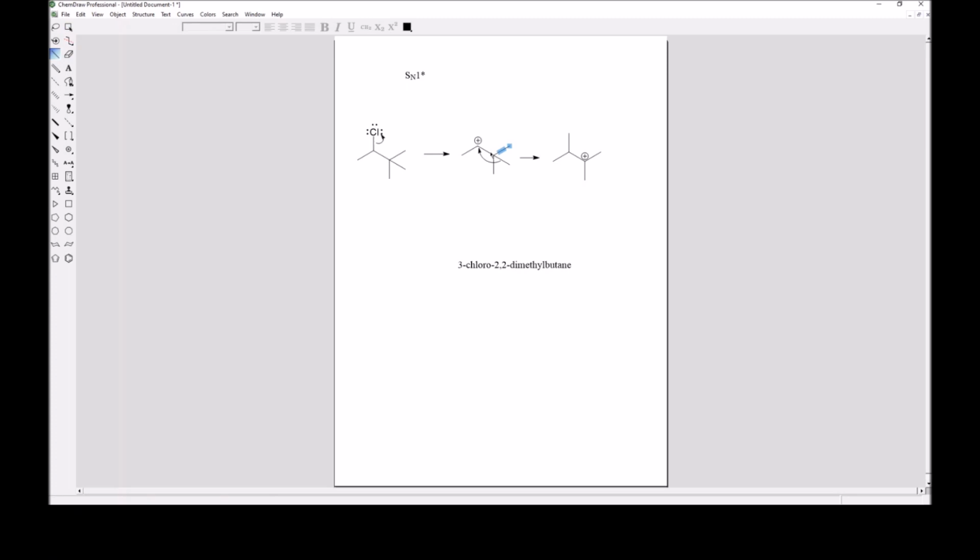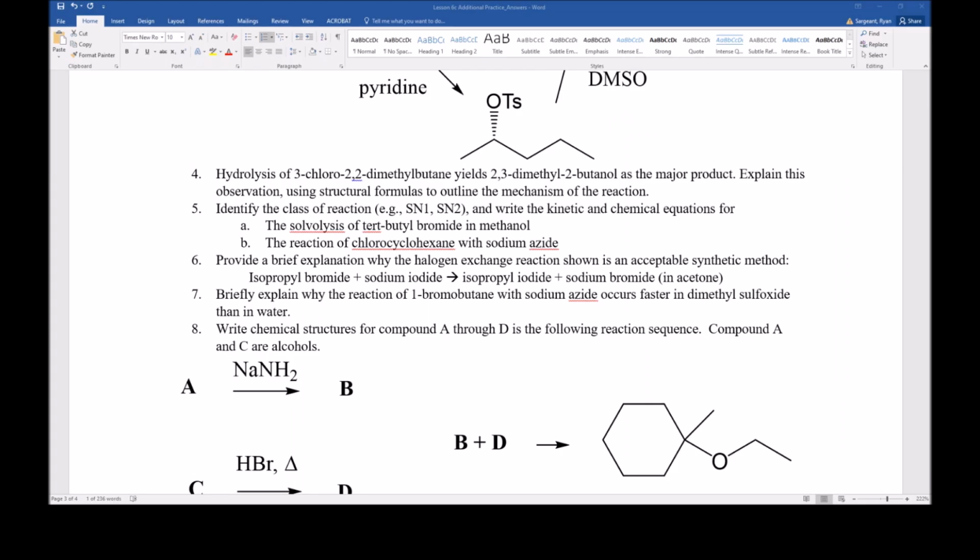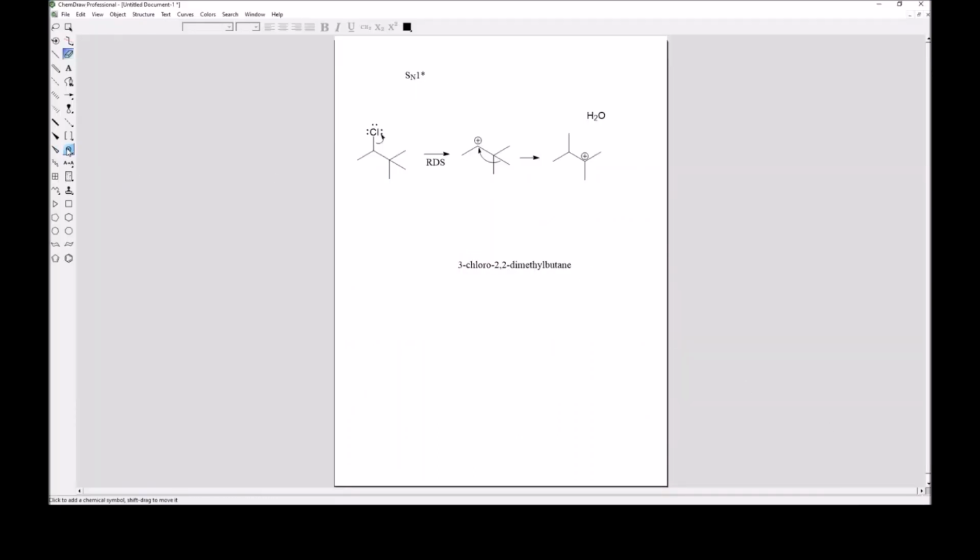In the next step of the mechanism, and we're already way past the rate determining step because that was the first step, the next step of the mechanism is where water comes in as a nucleophile and captures that carbocation. And I believe that's correct because the question said hydrolysis. Hydrolysis is the solvolysis reaction specifically involving water. So we know water is present because of the word hydrolysis. And that water is going to come over here and stick to that carbocation. That'll work right there.